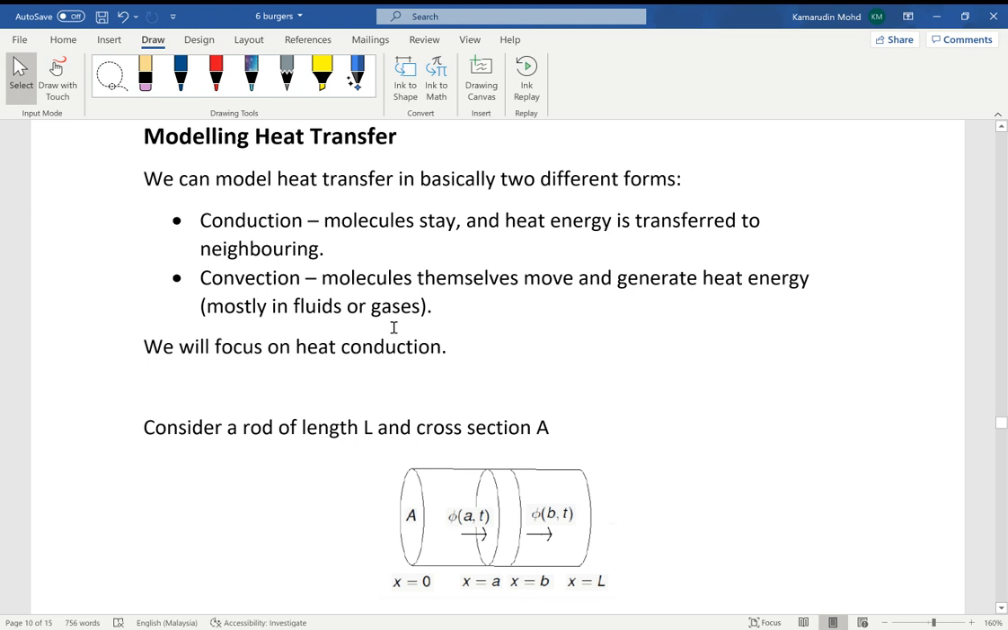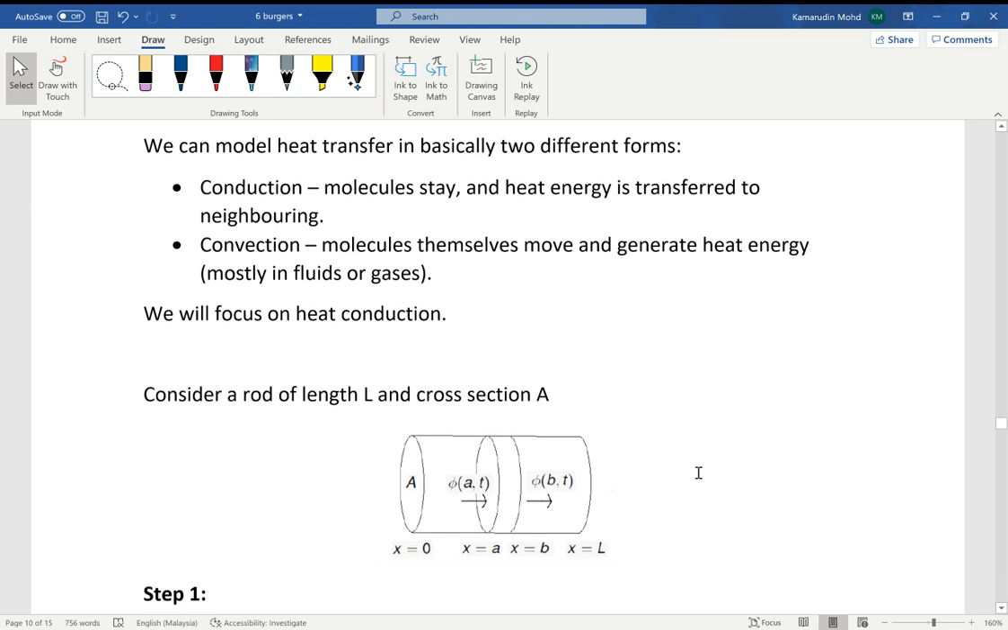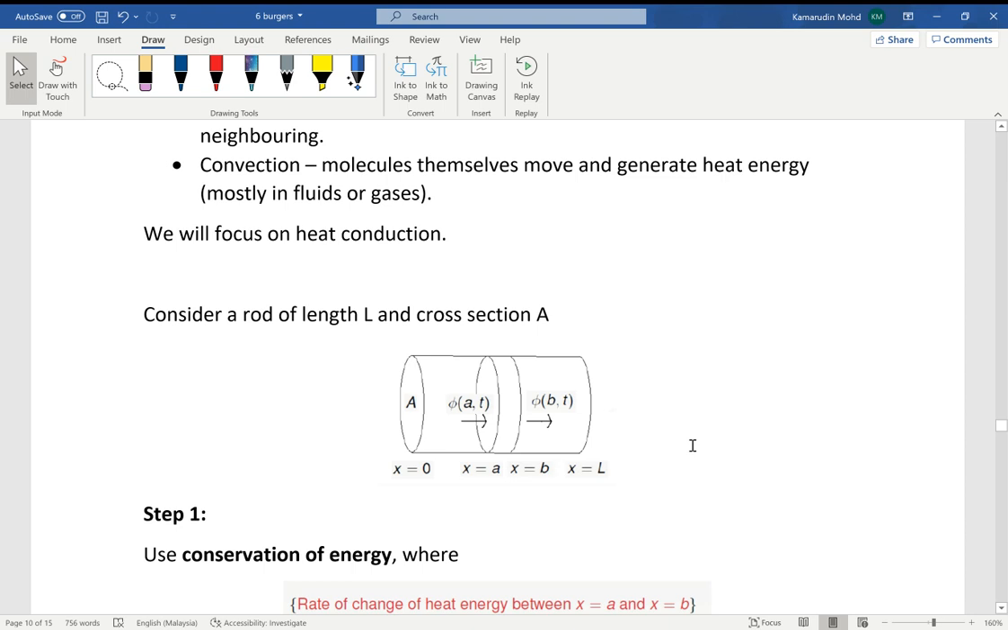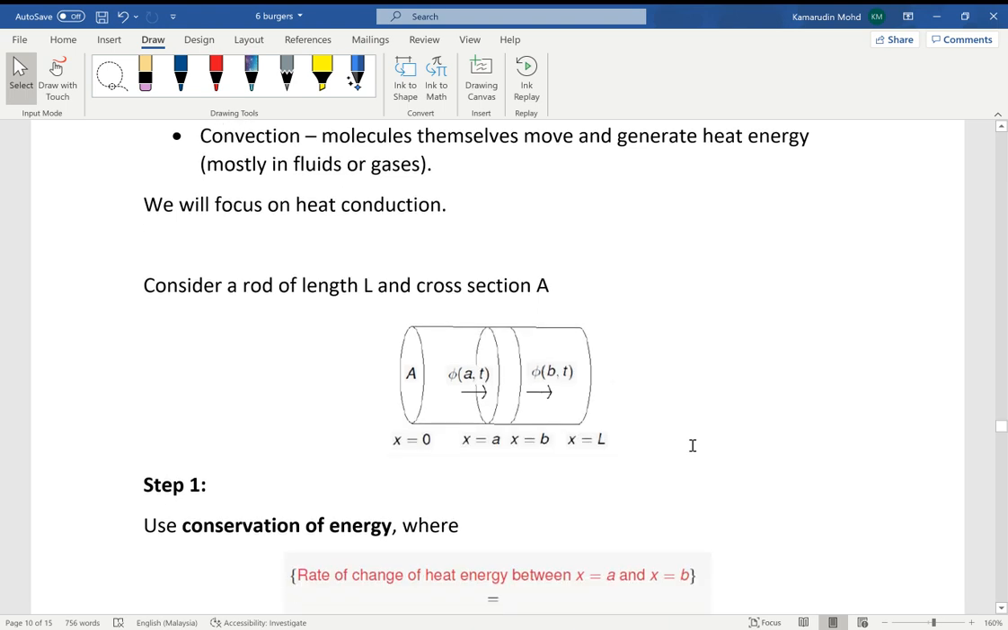For this course, we will focus on heat conduction only, in which molecules stay and heat energy is transferred to neighboring molecules. So let us consider a rod of length L and cross section A like this. The length is from x equal to 0 to x equal to L. Phi here is the flux from point A to point B. Okay, we can formulate the model. Finally, for this model, you will see the heat equation.